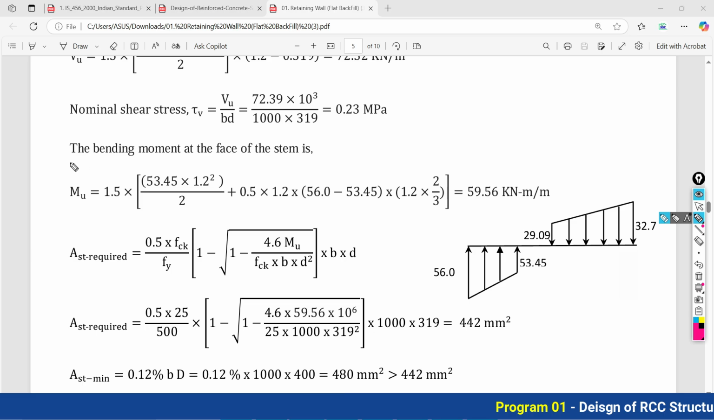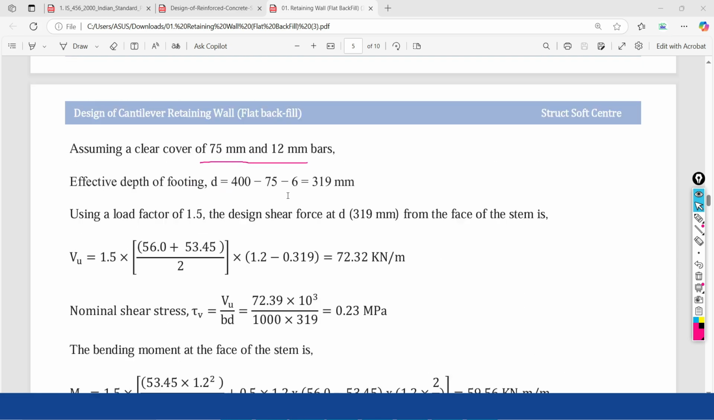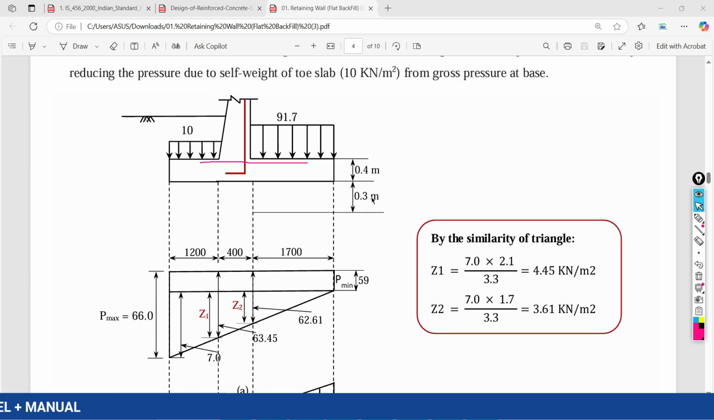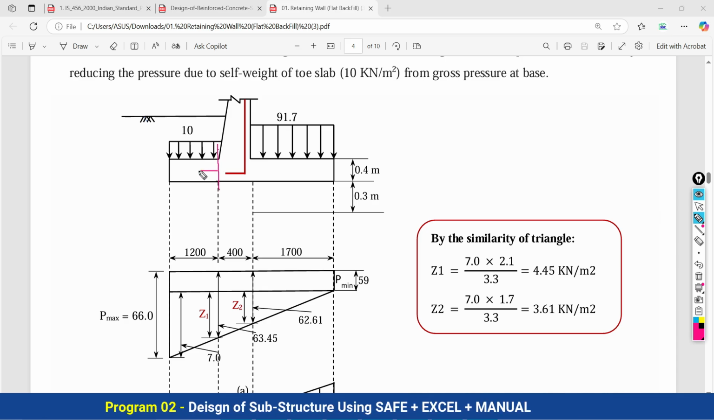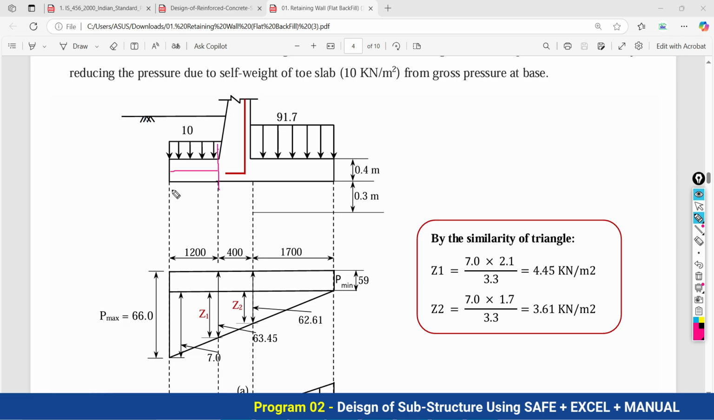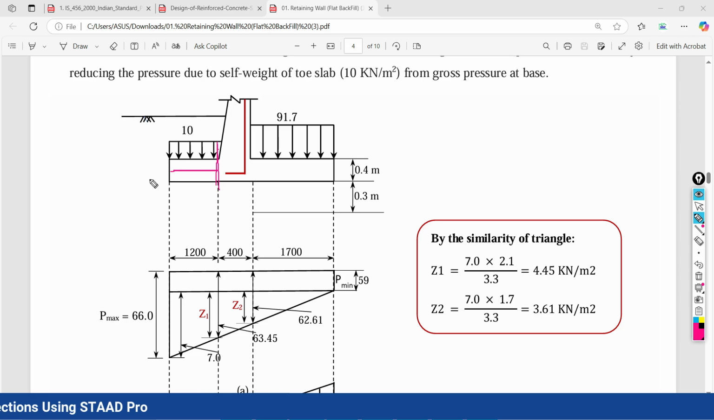We are going to find out the bending moment at the face of the stem for the purpose of designing the toe slab. So basically, we are going to calculate the bending moment at this face. For the purpose of designing this toe slab, it is very important to calculate the bending moment, because unless you calculate the bending moment, you cannot find out what reinforcement is required to provide at this face.